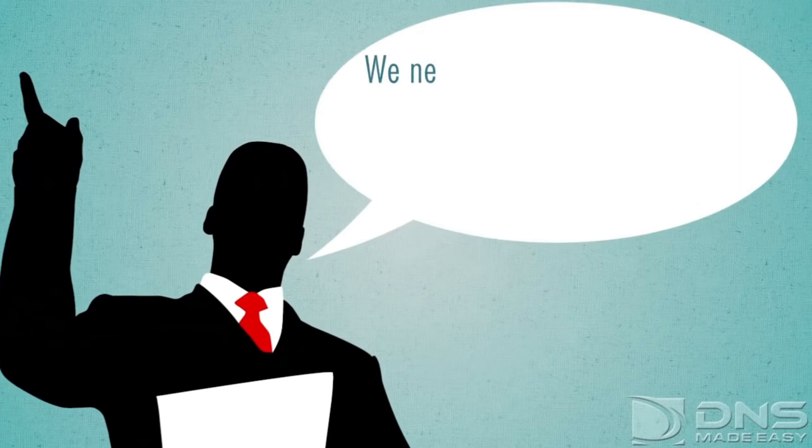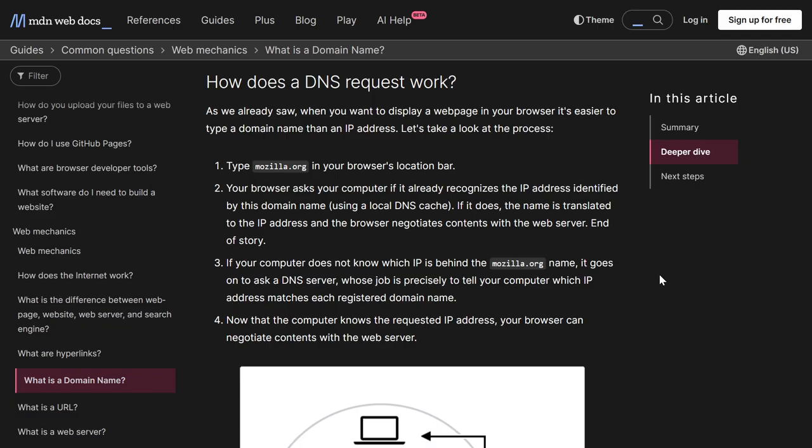As we already saw, when you want to display a web page in your web browser, it's easier to type a domain name than an IP address. Let's take a look at the process. Typing mozilla.org in your browser's location bar, your browser asks your computer if it already recognizes the IP address identified with the domain name using a local DNS cache. That means if you have ever searched mozilla.org in your browser, it will get saved in cache memory.